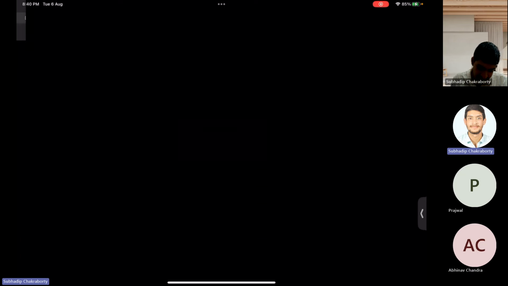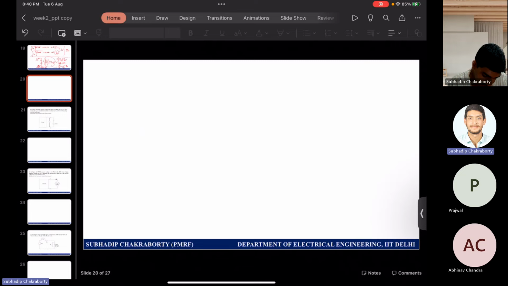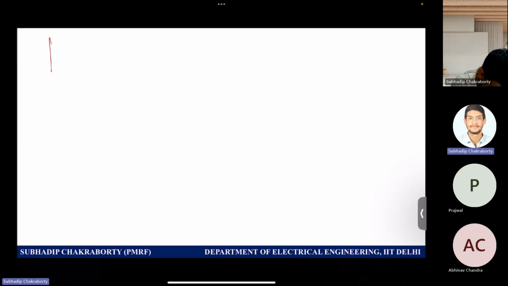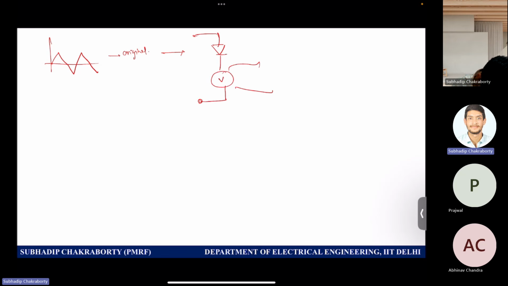Now you do the same thing. So again, you pass the triangular wave. This is the original signal, and then it went to a diode, a half wave arrangement. So what is the meter getting? Across the meter we have what kind of signal? 0, T by 2, and then T. So this is the signal.